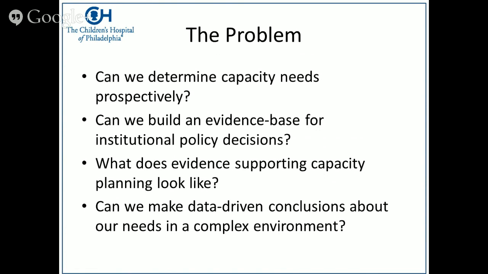And as of yet, we have never had one of our patients have to deliver elsewhere, and we have never had to turn away a patient who was appropriate for our treatment because we did not have the capacity to serve them, and we would like to keep it that way. So how do we build, even if we can answer the question, what capacity do we need? How do we build an evidence base for institutional policy decisions? And this goes to the implementation science aspect. What does evidence supporting capacity planning even look like?